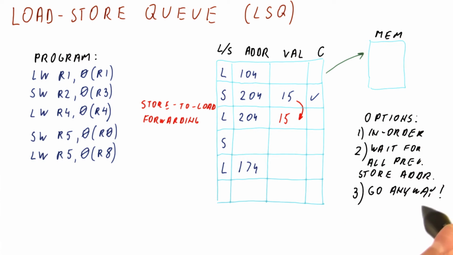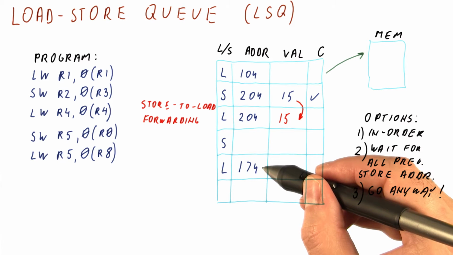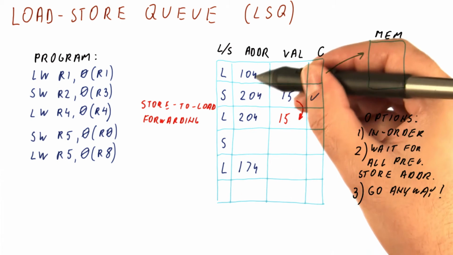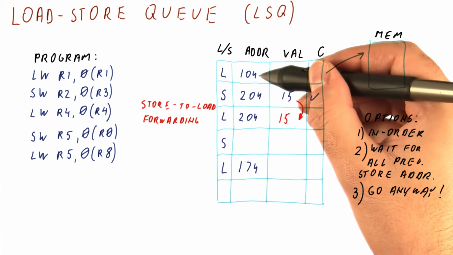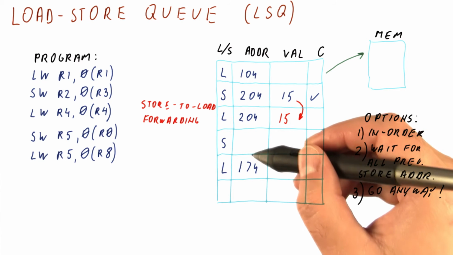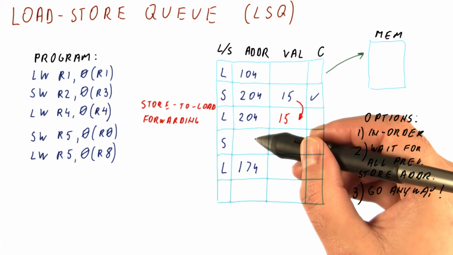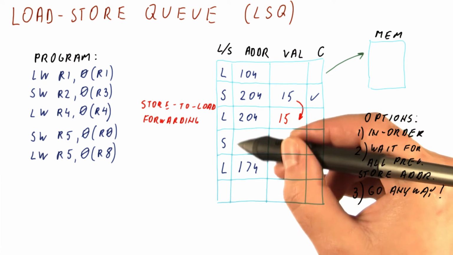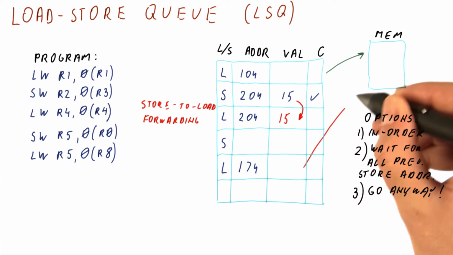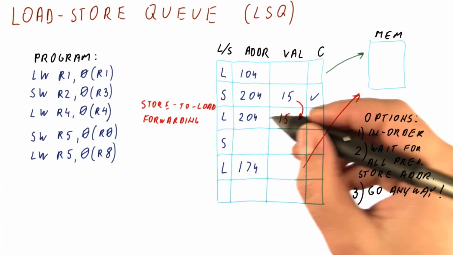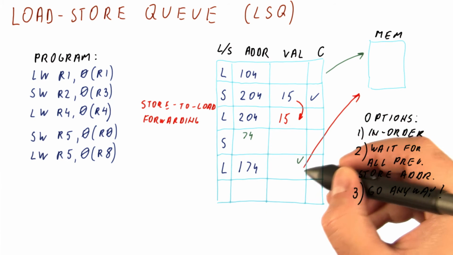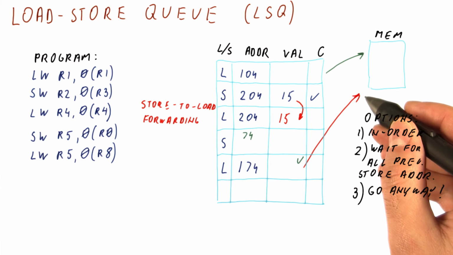The third option is the most aggressive, and it is to just let the load go anyway. So pretty much when we produce the address of the load, we check the addresses of the previous stores. If one of them does match, we wait for it, because clearly going to memory will be wrong. But if none of them match, we ignore the fact that some of them might match once we resolve their addresses. So in this situation, this load will end up going to memory. Now, two things can happen. One is this store resolves to something like 74, in which case we confirm that this was done okay.